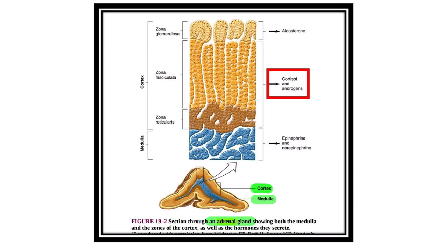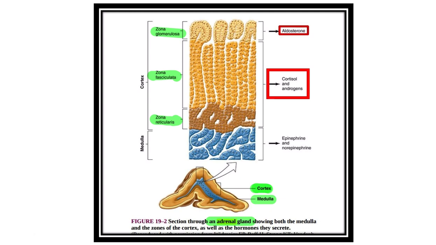Among them, the cortex is also divided into three parts. Most superficial is the zona glomerulosa, then the second part zona fasciculata, and the third part is the zona reticularis. So zona glomerulosa, zona fasciculata, and zona reticularis are the three parts of the adrenal cortex. And here the zona glomerulosa releases aldosterone.